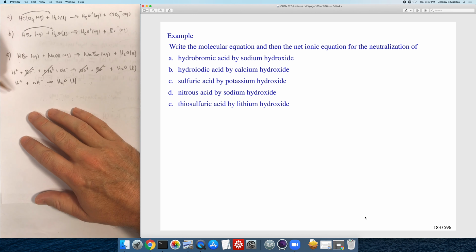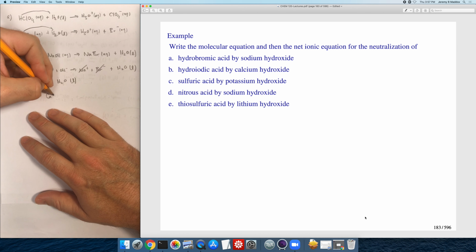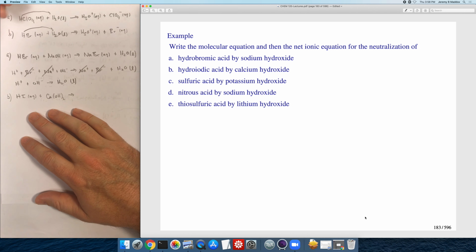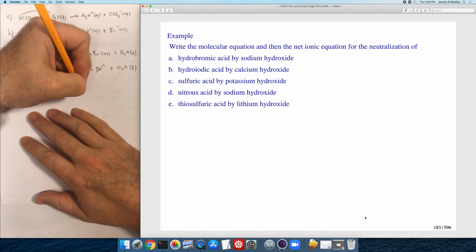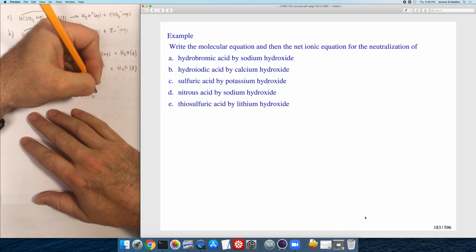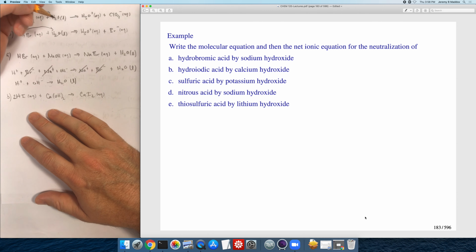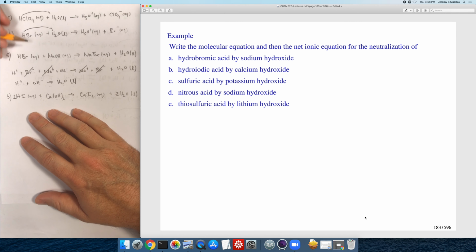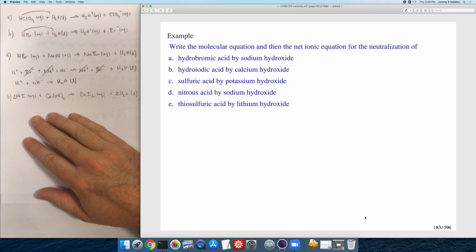Let me show you another one that's just like that. So we'll look at the hydroiodic acid with calcium hydroxide. So we're going to need 2 equivalents of hydroiodic acid. That's going to form the aqueous calcium iodide salt. And we're going to get 2 equivalents of water out of this reaction. So here I've balanced the molecular equation. Write out the total ionic equation.